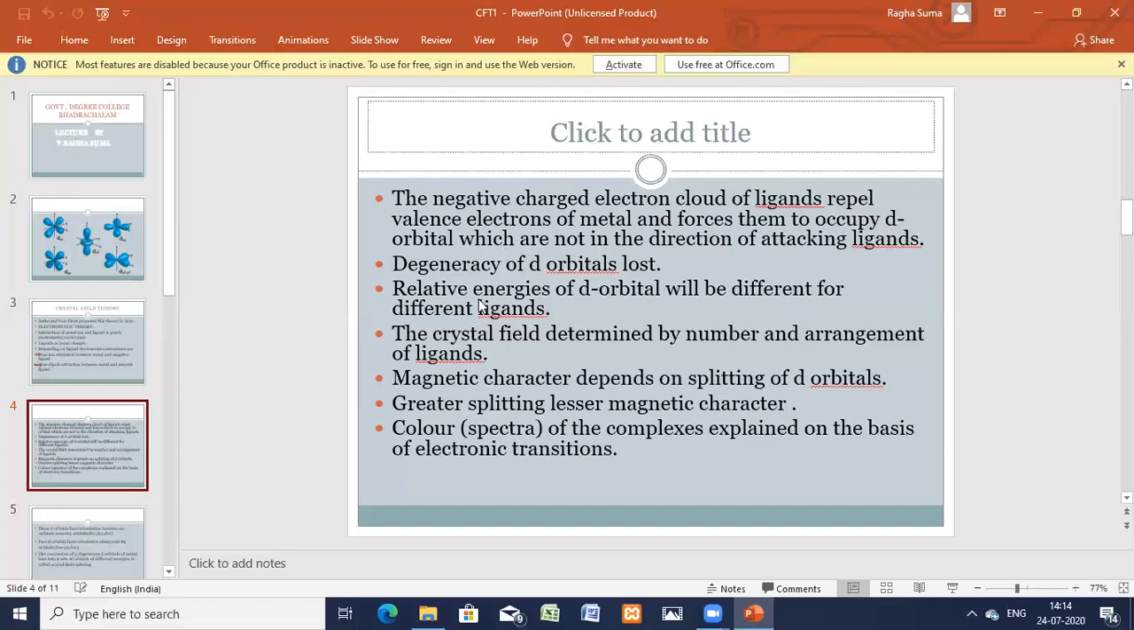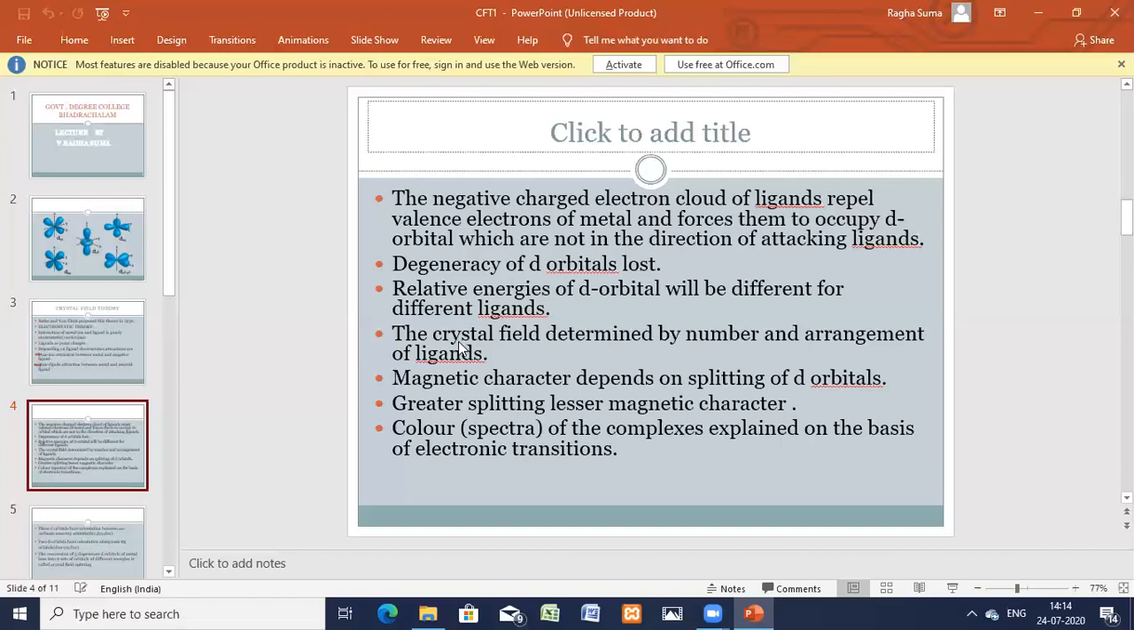Now, the relative energies of the d orbitals will be different for different ligands. If it is a stronger ligand, one sort of energy the d orbitals will show. If it is a weaker ligand, it gives another type of energy. So the relative energies will be different for different ligands.